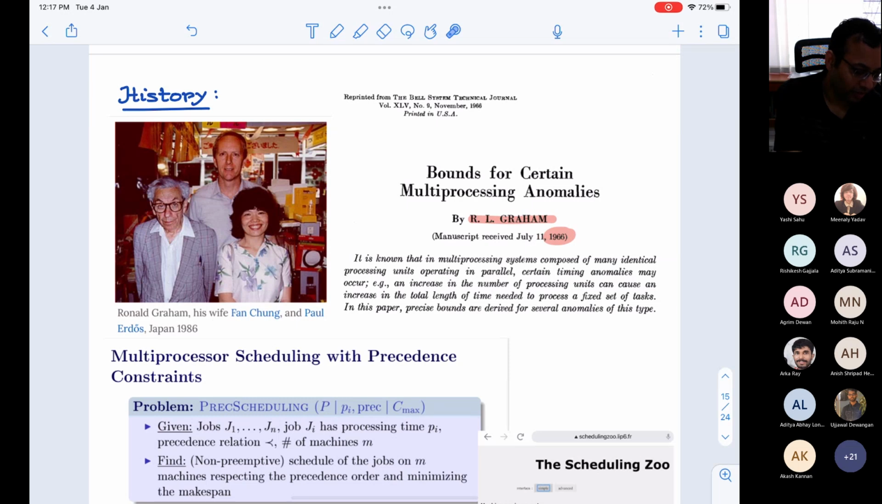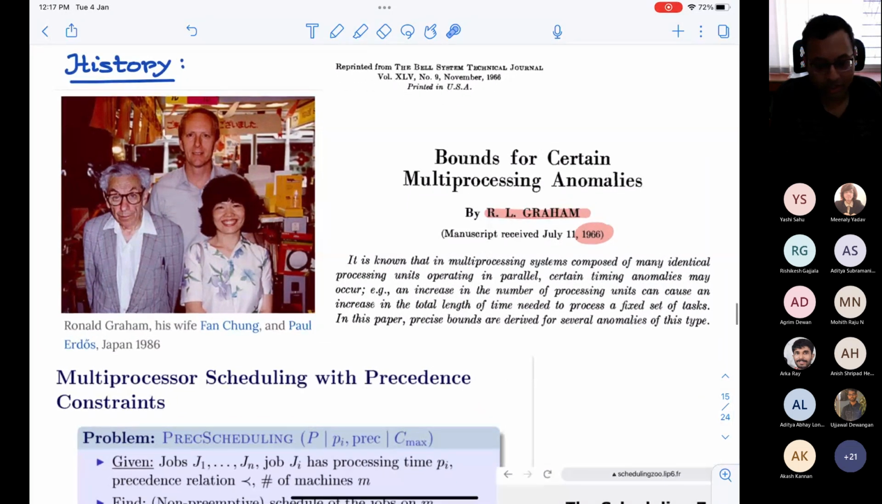This is a picture of Ron Graham with Paul Erdős and his wife, Fan Chung. She has done a lot of work in spectral algorithms and is one of the leaders in discrete math. And Erdős, you probably already know, there are a lot of stories about Erdős, the man who loved only numbers.